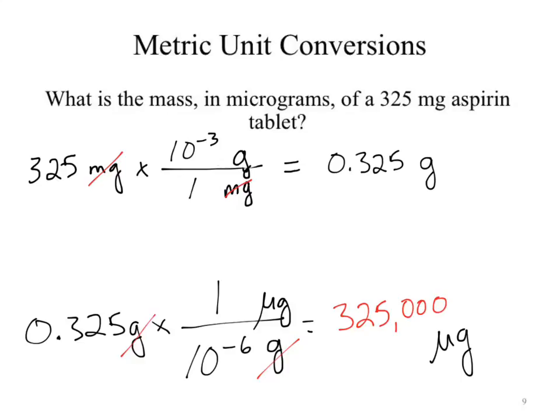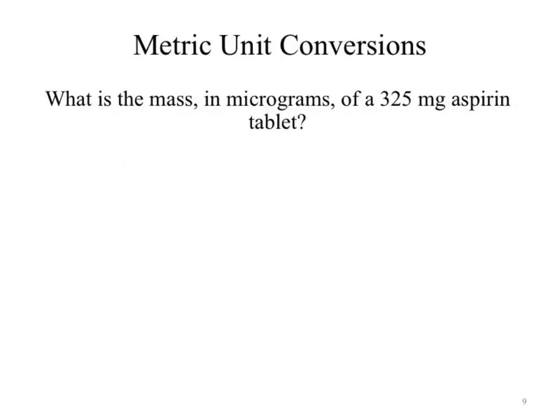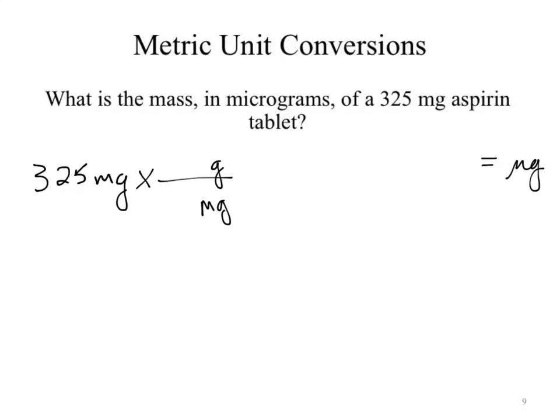Okay, so we're going to erase it all. Start back up at the beginning. And I want to get to my microgram answer. I'm starting with 325 milligrams. This time, because we already did it once, I'll remember that I can't go from milligrams into micrograms, so I'll go milligrams to grams first. There are 10 to the negative 3 grams in 1 milligram.